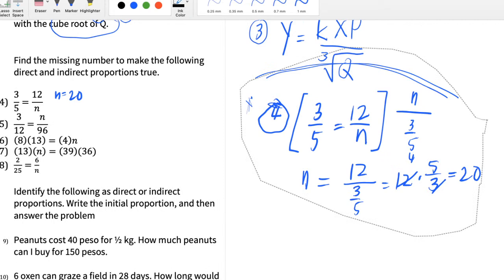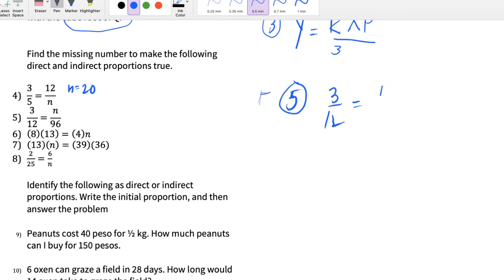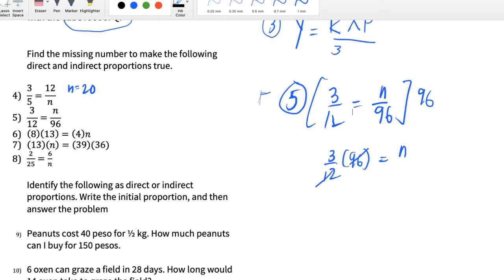Okay, number 5. Three over 12 is equal to n over 96. Okay, so since nasa taas lang yung n, what we're gonna do here is multiply both sides by 96. 3 over 12 times 96 is equal to n. Magka-cancel lang yung 96, so wag na natin isulat. 12 and 96, 96 is divisible by 12. Okay? 12 times 8, that's 96. So, n is equal to 24.